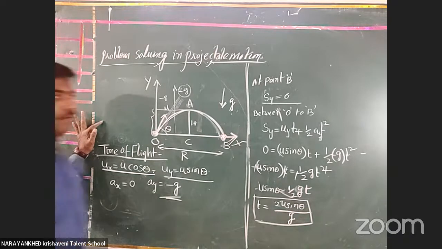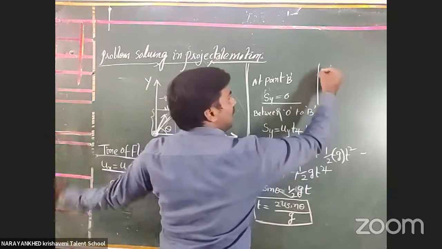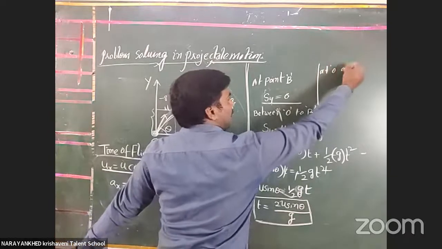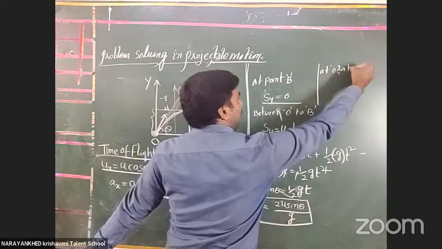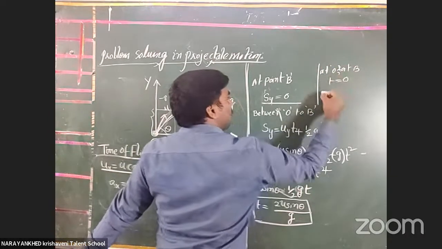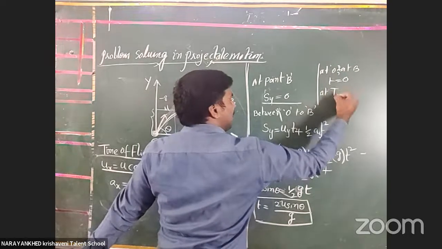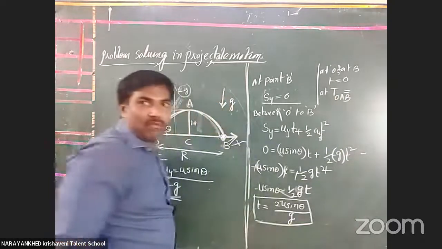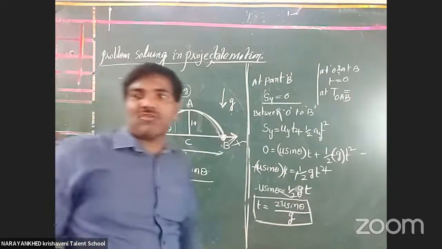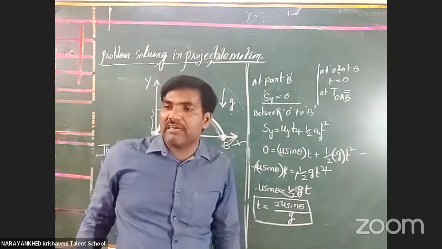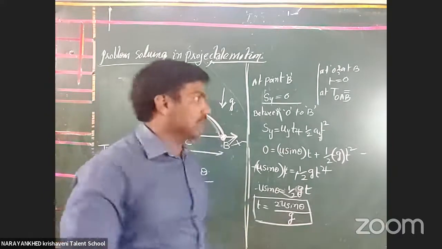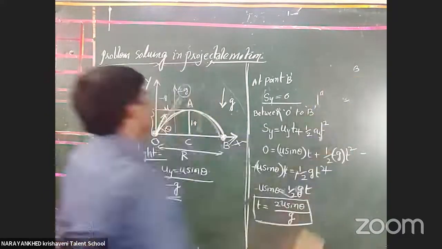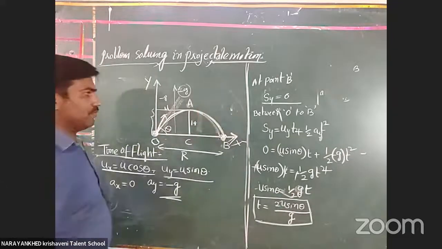Clear or not? We have to write here: at O and at B, T is equal to 0. But T is nothing but T of OAB. That only becomes 2U sin theta by g, the time of flight for this particular situation. Okay?